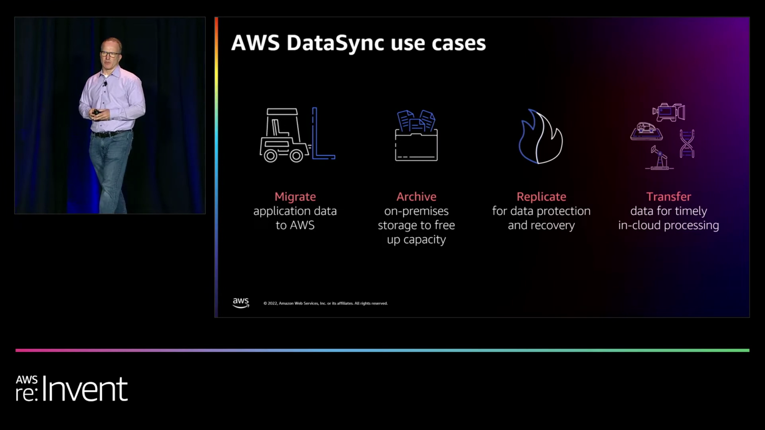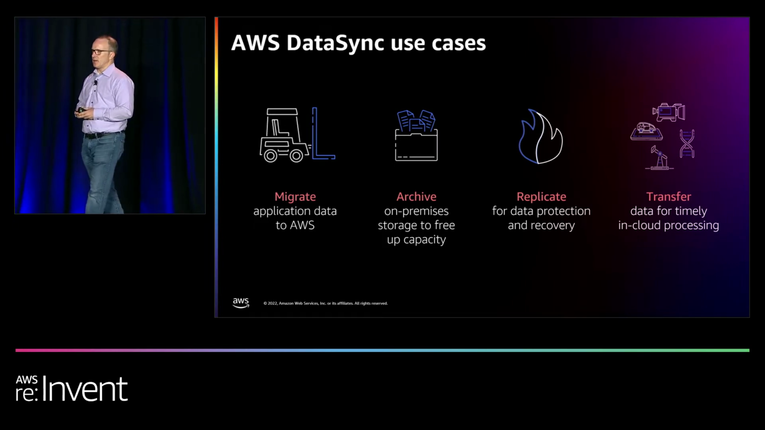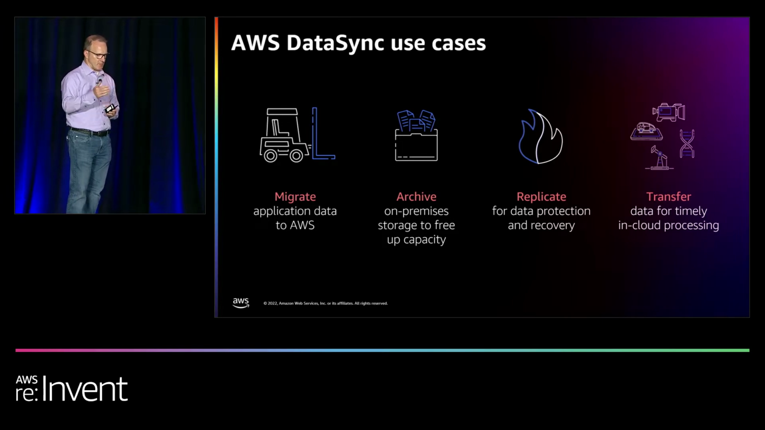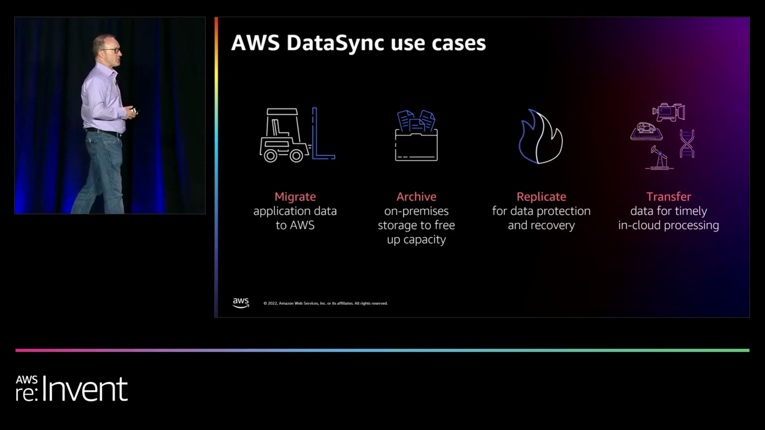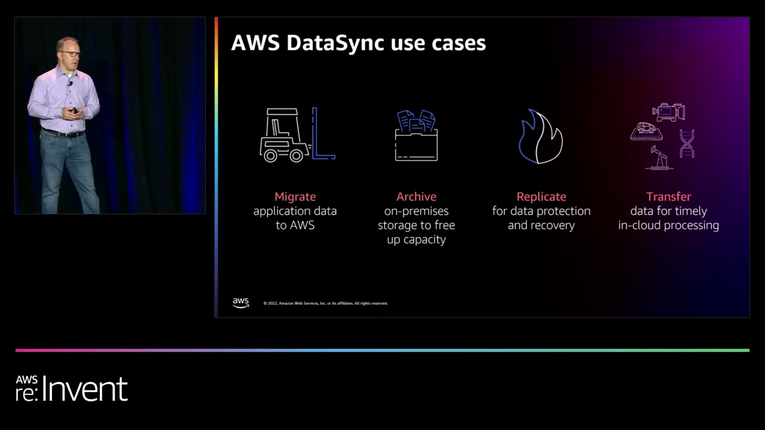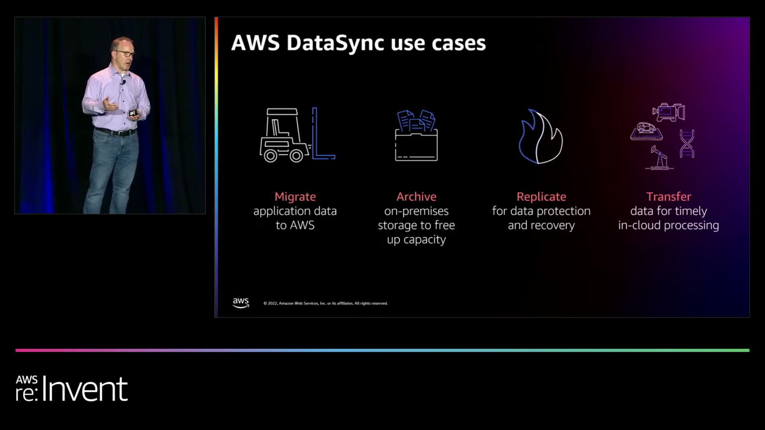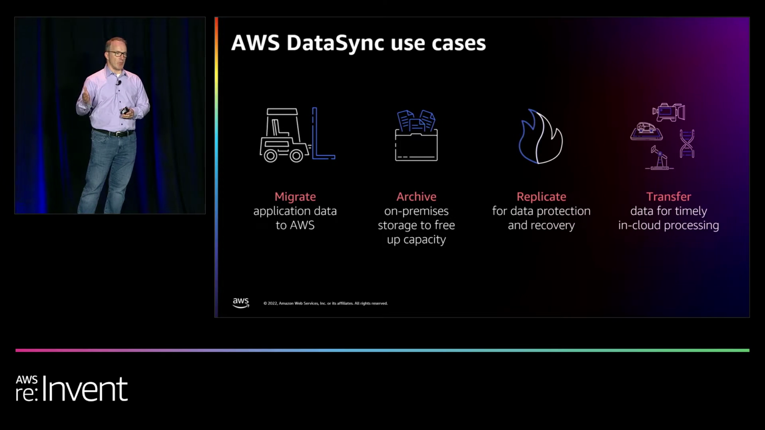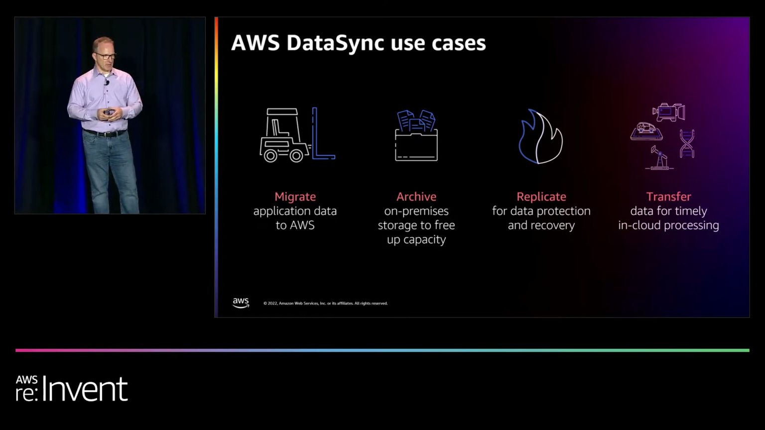So when we talk to customers, there's several use cases for Data Sync that start to appear. And the first is migration. So many customers are looking to move their applications to AWS, and many of those applications rely on unstructured data, file object data on-prem to enable them. So you want to move that data up into the cloud as well to give your new cloud app access within the cloud. So migration is a critical use case for us.